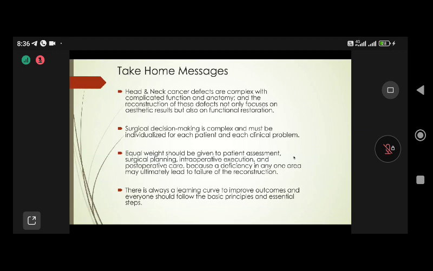There is always a learning curve to improve outcomes, and everyone should follow the basic principles and essential steps.